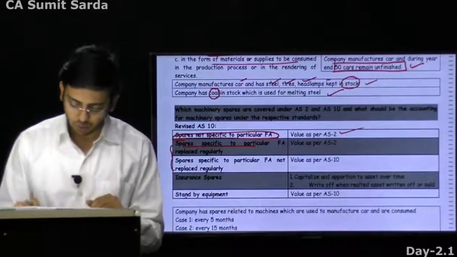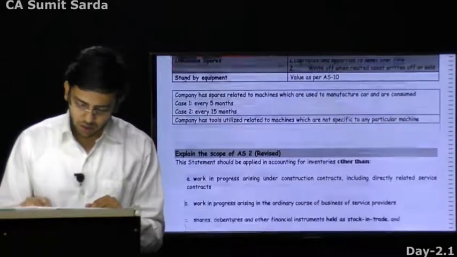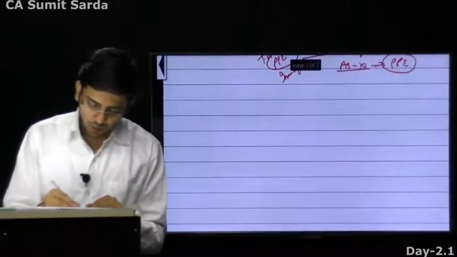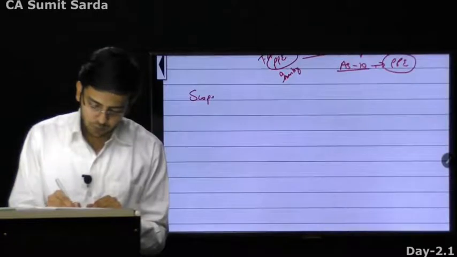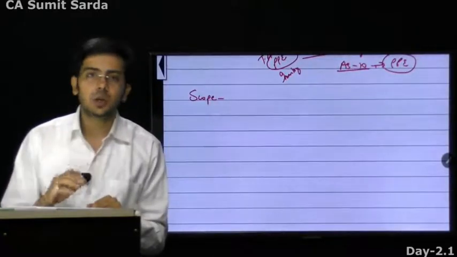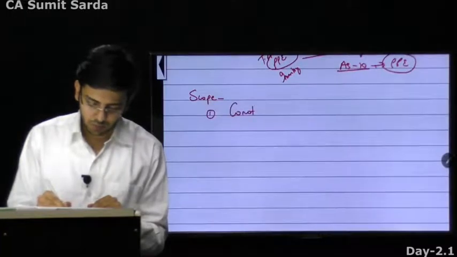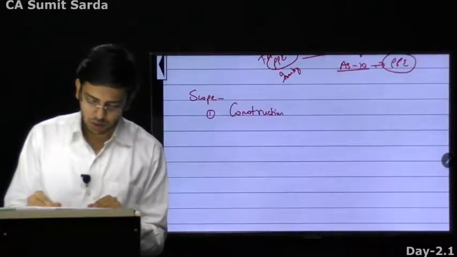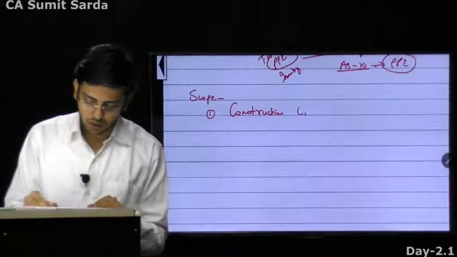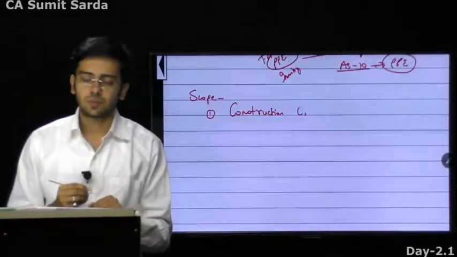So right now we will move ahead and talk about the scope. What shall not be covered under AS2? First is construction contracts. They are not covered under AS2.